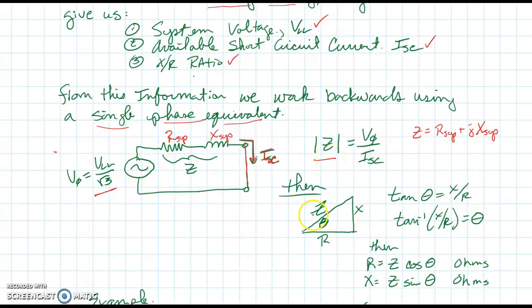Once we have that, we see that Z is actually a right triangle consisting of R sys plus jX sys, and theta is equal to the inverse tangent of X over R. Then from this being a right triangle, we can calculate R equal to Z cosine theta and X equal to Z sine theta. Those turn out to be in ohms.